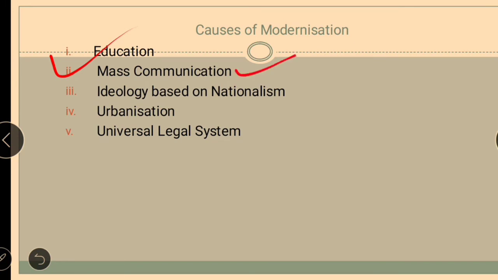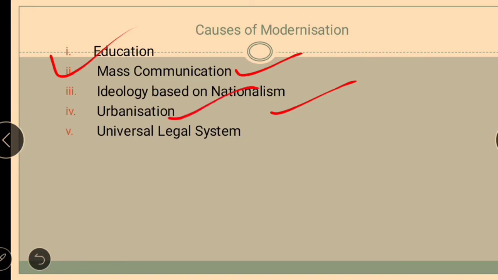Next is mass communication. The development of mass communication would spread modern ideas at a quicker pace. Right. Third one is nationalism and democracy, which can be linked to modernization. These modern ideas propagated by mass media create a rationalist feeling among individuals and change the behavior of people as well.